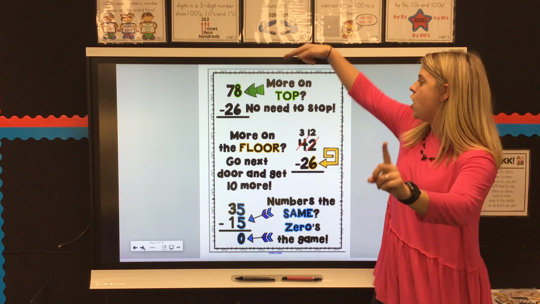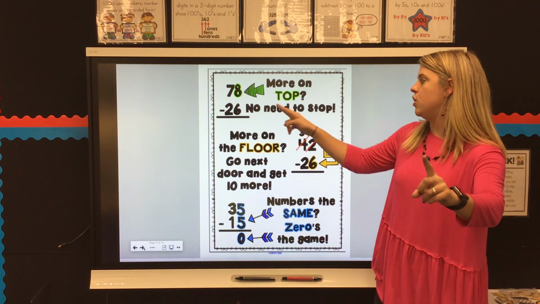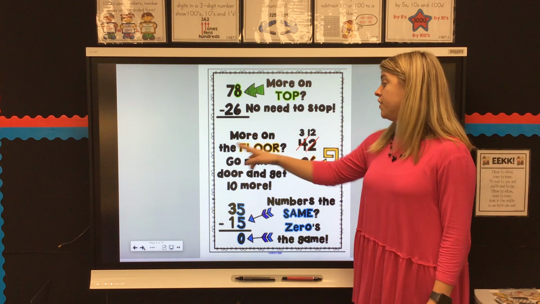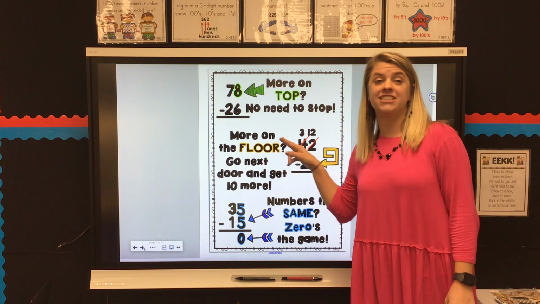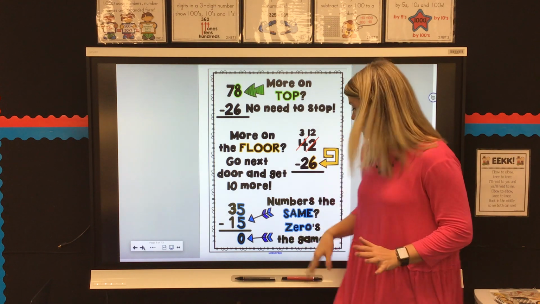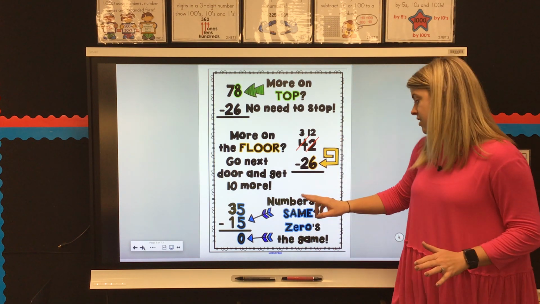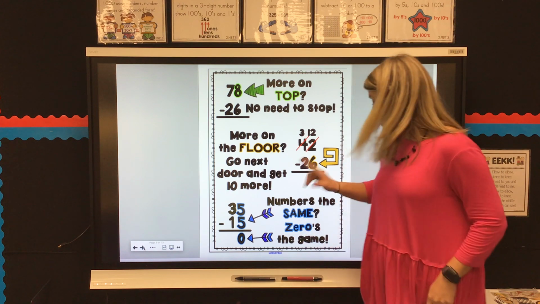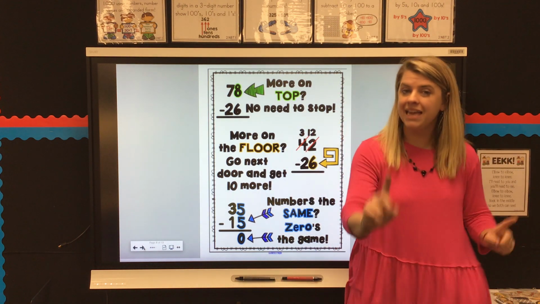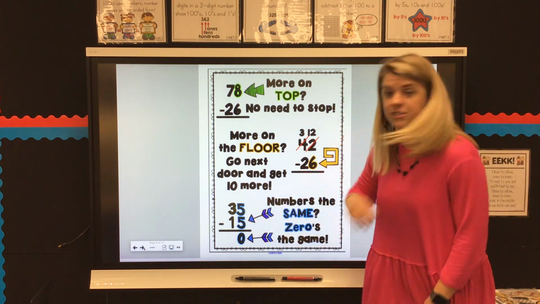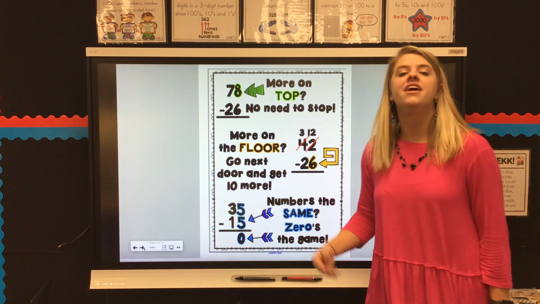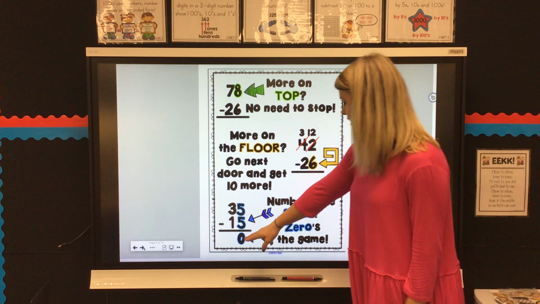So let's review. More on top, no need to stop. More on the floor, go next door and get 10 more. Last one. Numbers the same, zero's the game. Which means if both numbers in the ones place are the same number, 5 and a 5, the answer is always going to be 0.